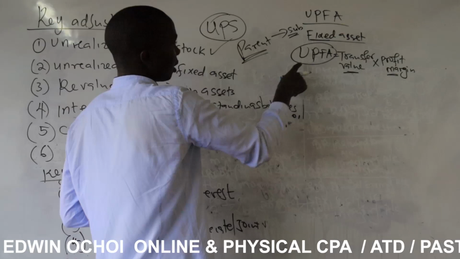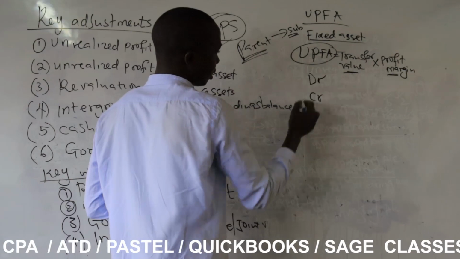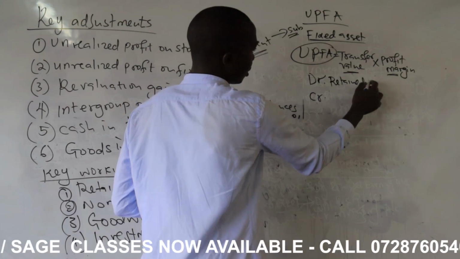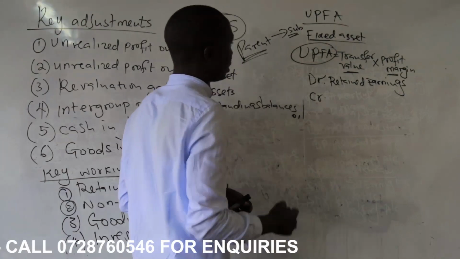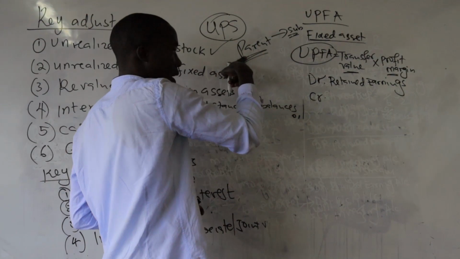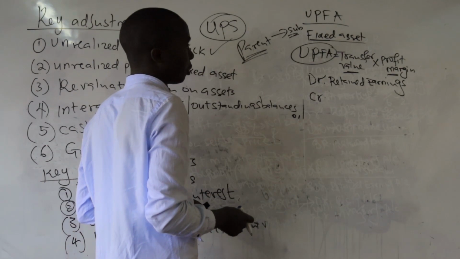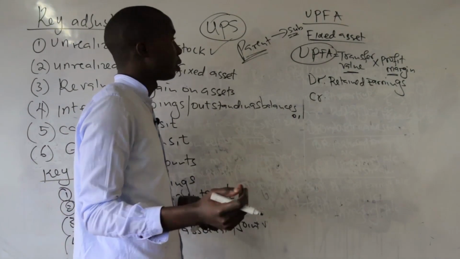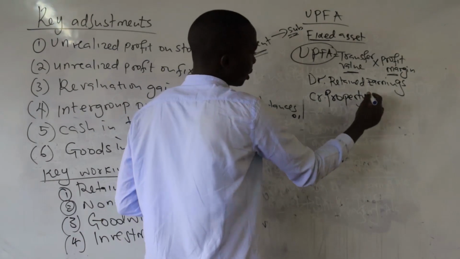So after determining the unrealized profit on fixed asset, we need to adjust two accounts. The retained earnings account we debit, and that is in the books of the parent because this profit is overstated in the parent since it was never realized by the subsidiary. So we debit the retained earnings to avoid the profit overstatement, then we credit the property, plant and equipment account.